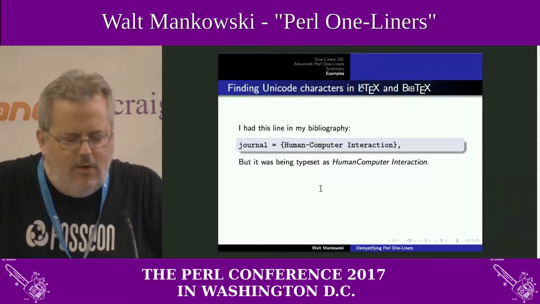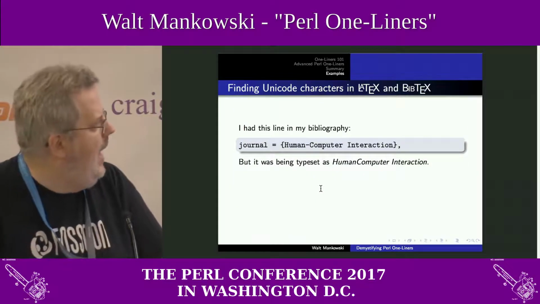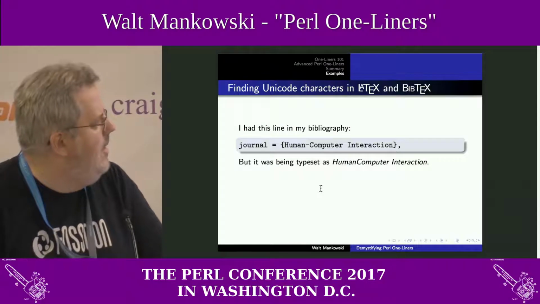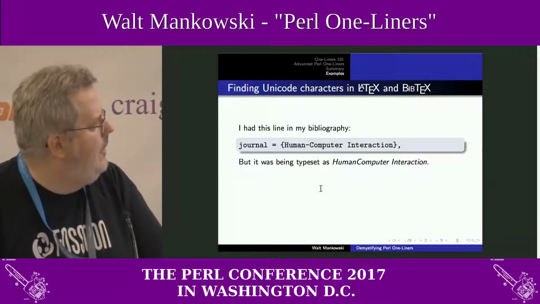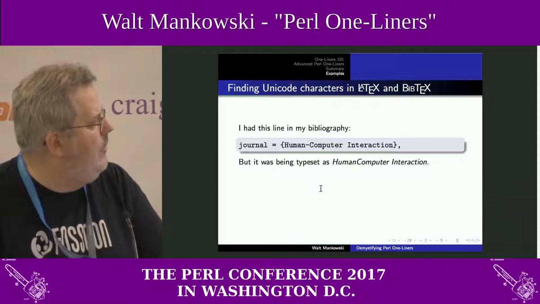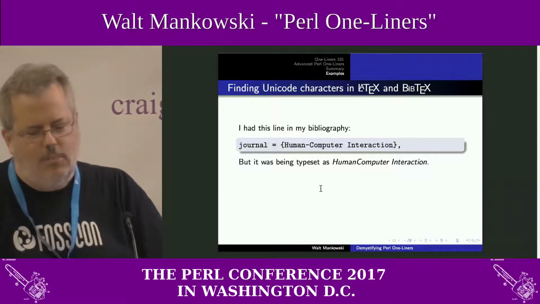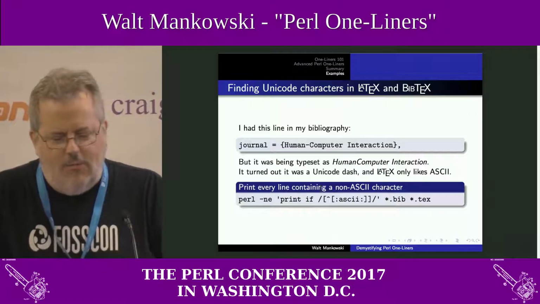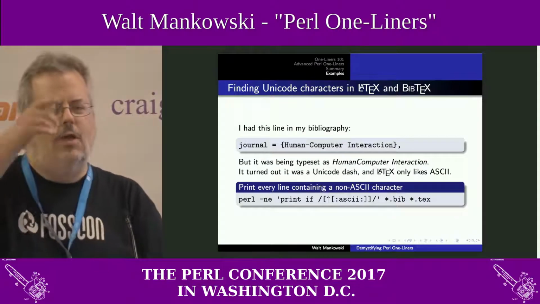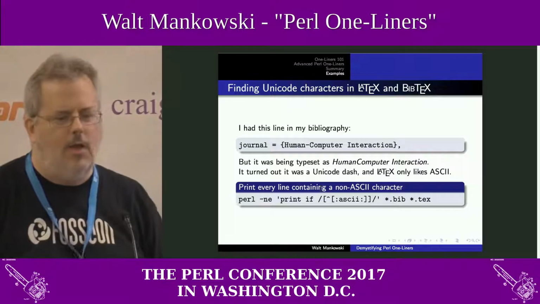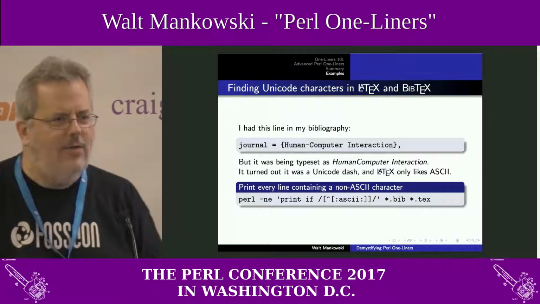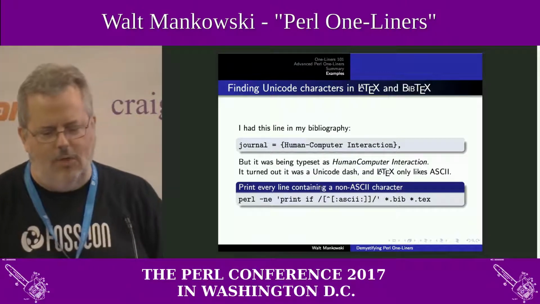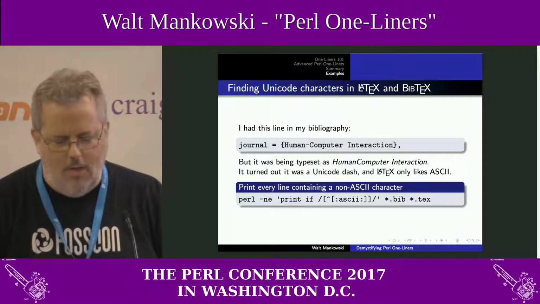I had this weird issue when I was working on my dissertation, that I had this entry in my bibliography that wasn't printing out right. It wasn't putting the dash. It only printed out as human-computer interaction instead of human-computer interaction. I discovered that it was because it was a Unicode dash, like I had copied and pasted it from some website. It had a Unicode dash instead of a regular dash, and LaTeX only really likes ASCII. It doesn't like Unicode at all.